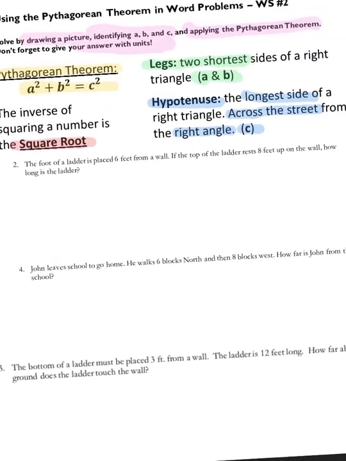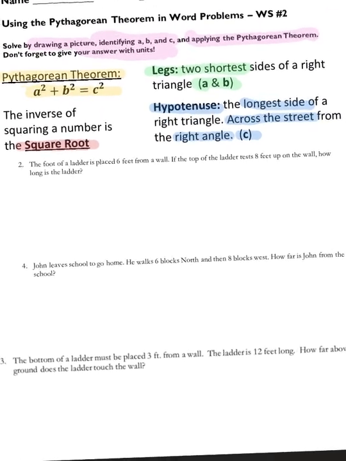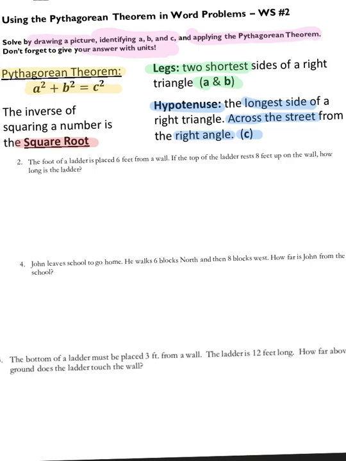Number 2. So the foot of a ladder is placed 6 feet from a wall. Okay, so I'm going to underline some of the important information. The foot of the ladder is 6 feet away from the wall. The top of the ladder rests 8 feet up on the wall. How long is the ladder? Okay, so let's go ahead and imagine this. Remember, it's all about drawing.